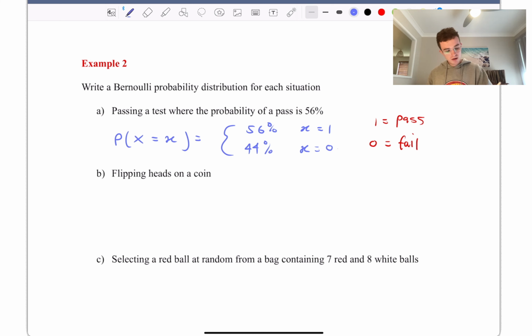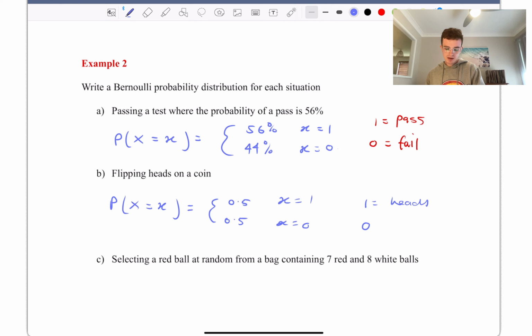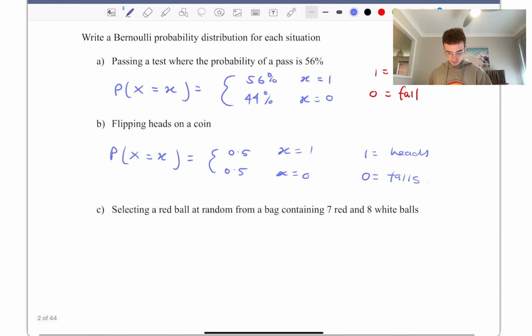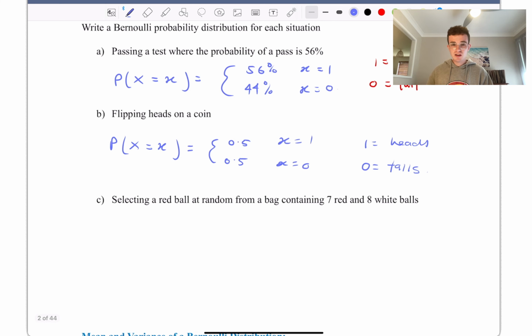Flipping a head on a coin. So the probability of X being equal to x is going to be 0.5 for x is 1 and 0.5 for x is 0. And we're going to say 1 equals heads or tails, doesn't matter, and 0 is tails. Generally though, since we're after heads, we're going to set 1 to be heads and 0, which is fail, to be tails.